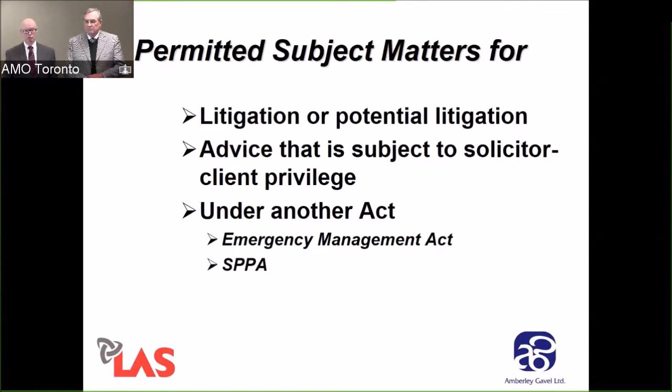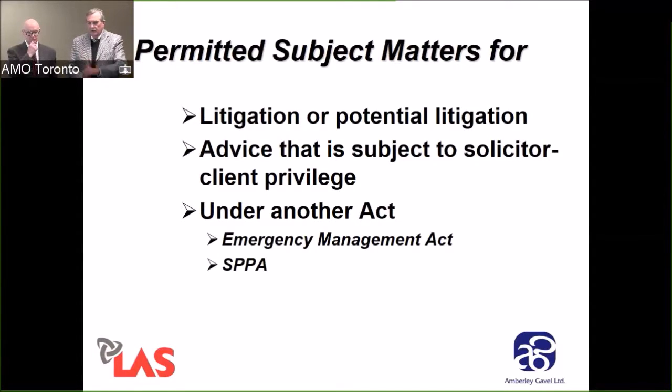There are other statutes that come into play as well. Let me just mention a couple of them. Under the Emergency Management Act, for example, part of the plan may be developed at a closed meeting. And this makes sense. You're dealing with very confidential information with respect to your community. The Statutory Powers Procedure Act, SPPA, also allows for part of the deliberations to be done at a closed meeting. That's fundamental. Nigel, let's move on.